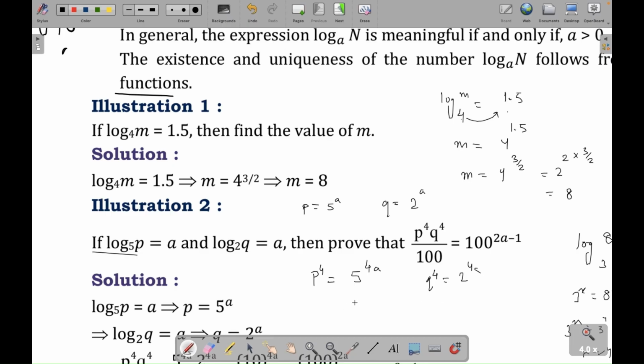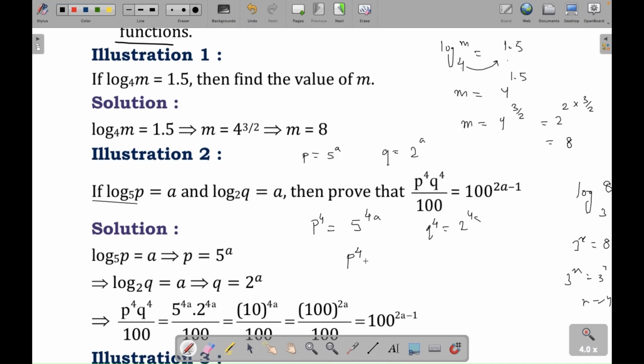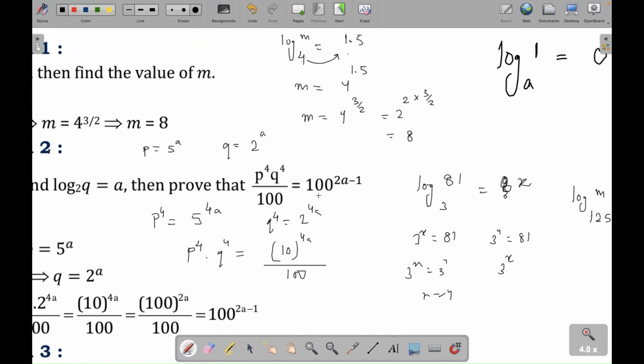Then p to the power 4 times q to the power 4. The power is the same, so pq raised to 4a, 10 raised to 4a. Very good. So 10 to the power 4a, right? And this is also divided by 100. So now you get an idea that you have to write everything in terms of 100. How will you do that?